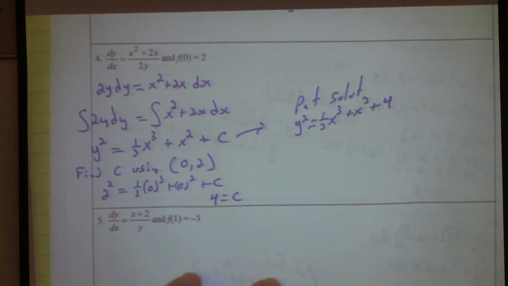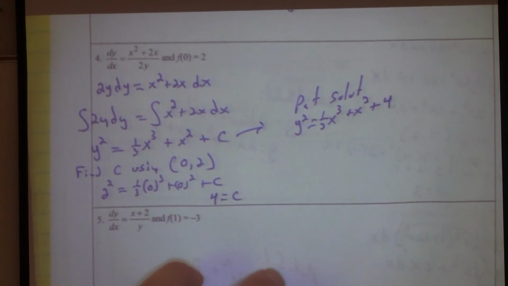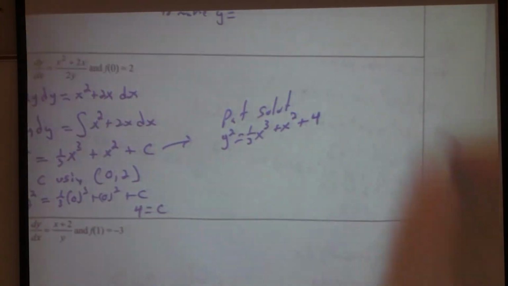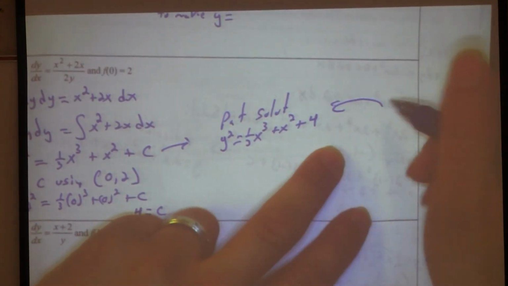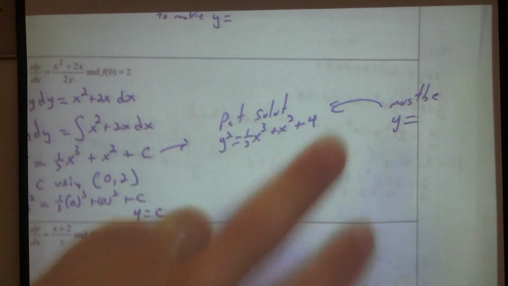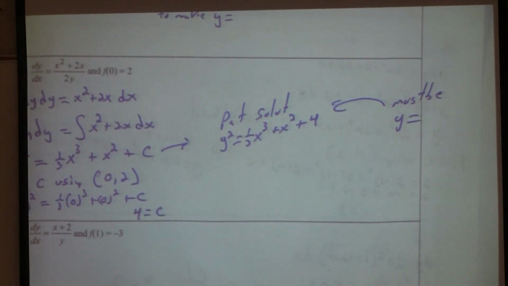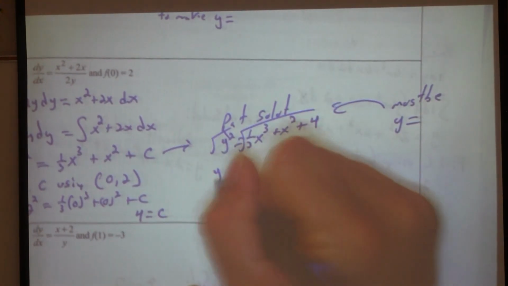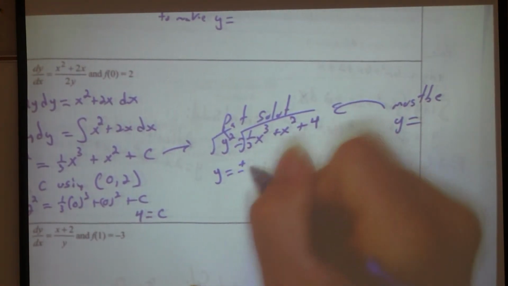Okay? Now, when you're finding particular solutions, we cannot leave it like that. We actually need it to be y equals. So right here, you want to make a note: must be y equals. You can't leave it like that. So we know that we've got to take the square root, and every time we take the square root, in the next step, we have to put plus or minus.